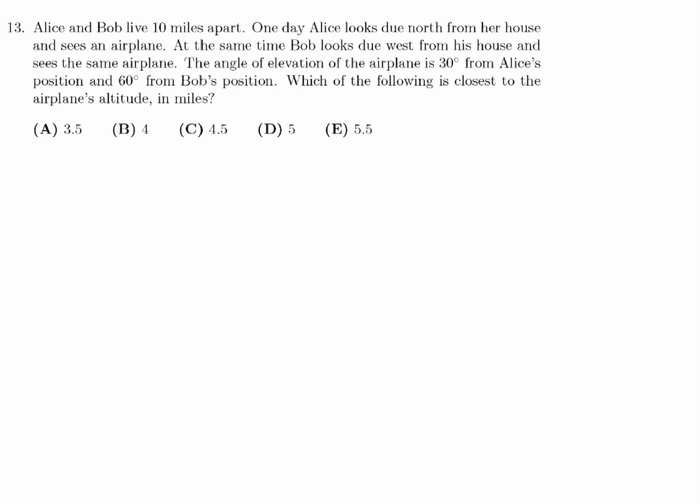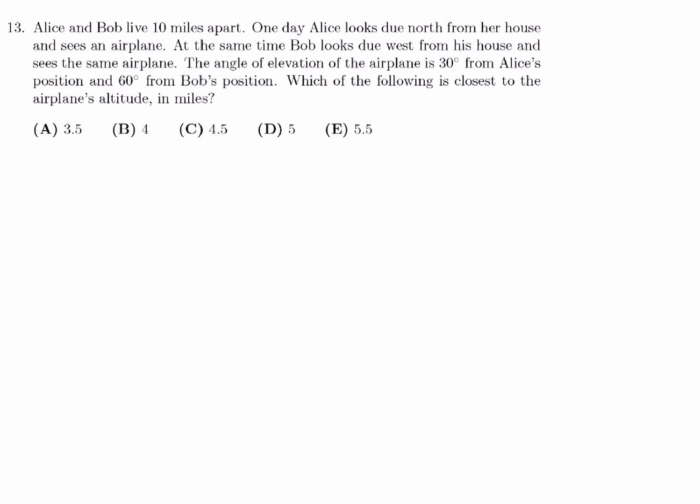Alice and Bob live 10 miles apart. One day Alice looks due north from her house and sees an airplane. At the same time, Bob looks due west from his house and sees the same airplane. The angle of elevation of the airplane is 30 degrees from Alice's position and 60 degrees from Bob's position. Which of the following is closest to the airplane's altitude in miles?